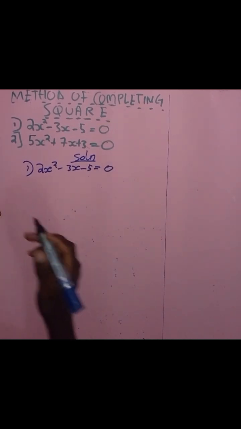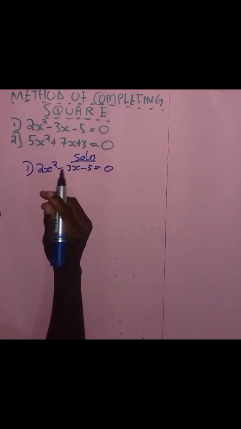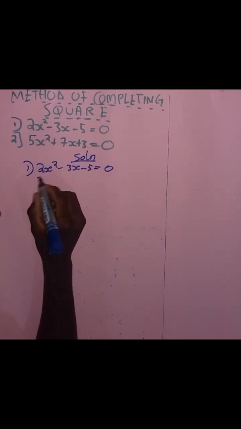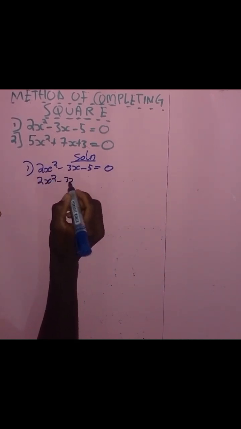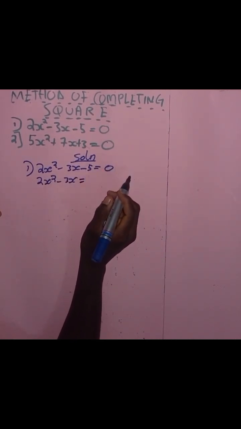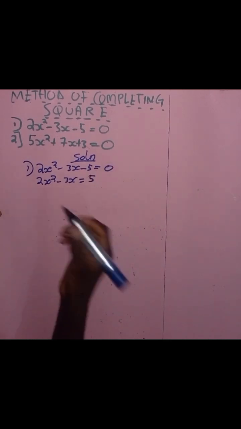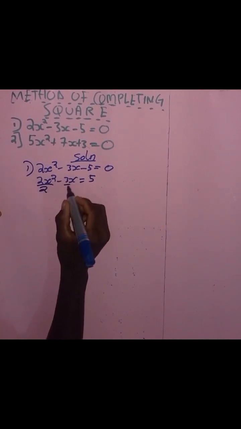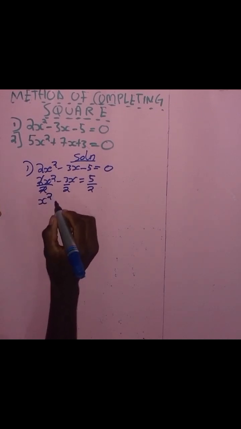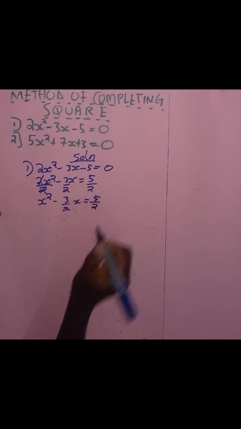Okay, from the question, from the method, we should divide both sides by the coefficient of x. But before that, let's say 2x squared minus 3x is equal to, and the negative 5 will cross the equal sign and the 0 will disappear and it will become positive 5. Okay, the coefficient of x squared is 2, divide both sides by 2, 2 cancels 2. Therefore, x squared minus 3 over 2x is equal to 5 over 2.